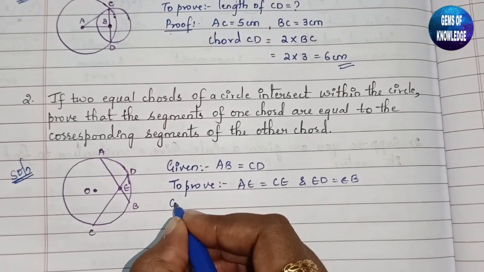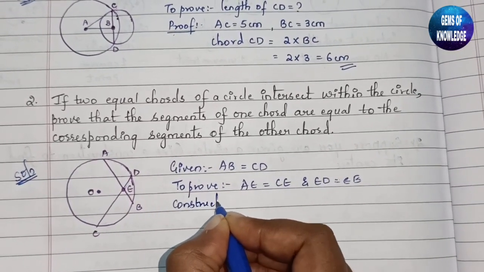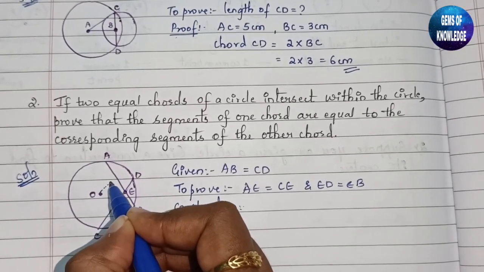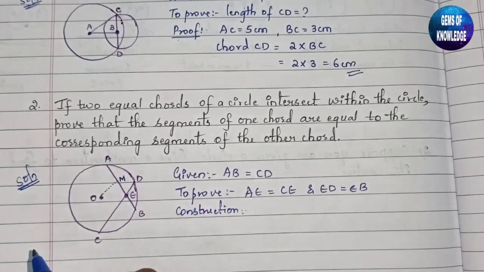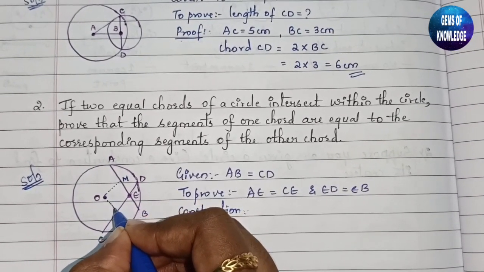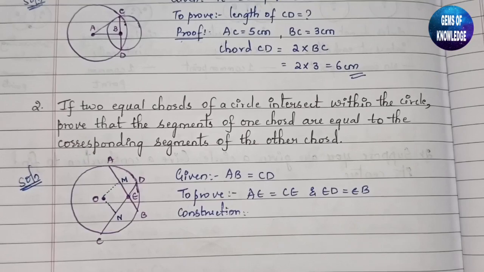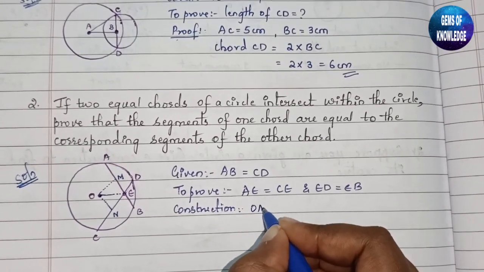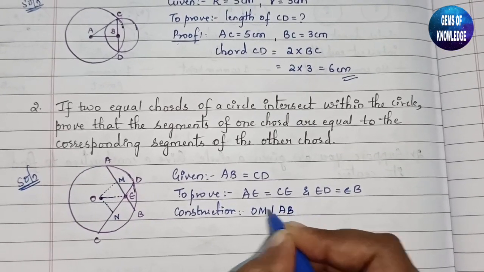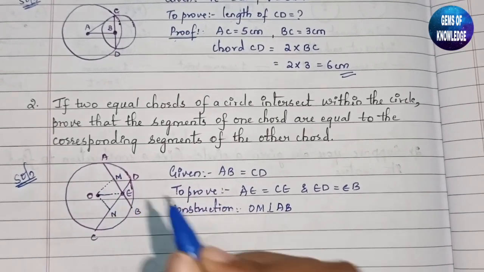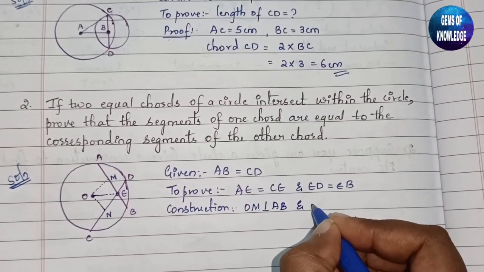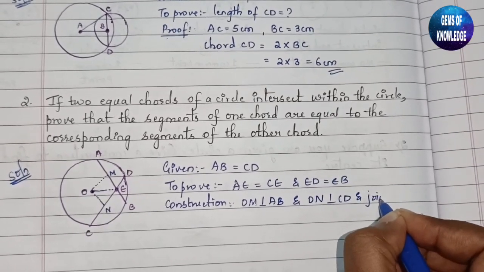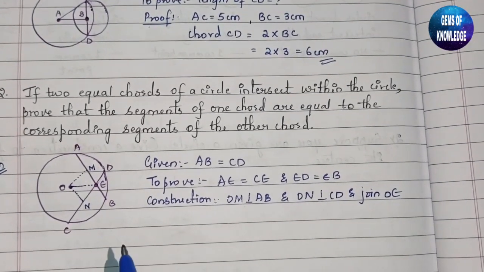One construction we will make here: we will draw a perpendicular to this line and write this as M, and similarly we will draw one more perpendicular over here and write this as N, and let us also join OE. So we can write OM perpendicular to AB. This is the line AB. OM is perpendicular to this line AB, and ON is perpendicular to CD, and join OE. This is the construction.